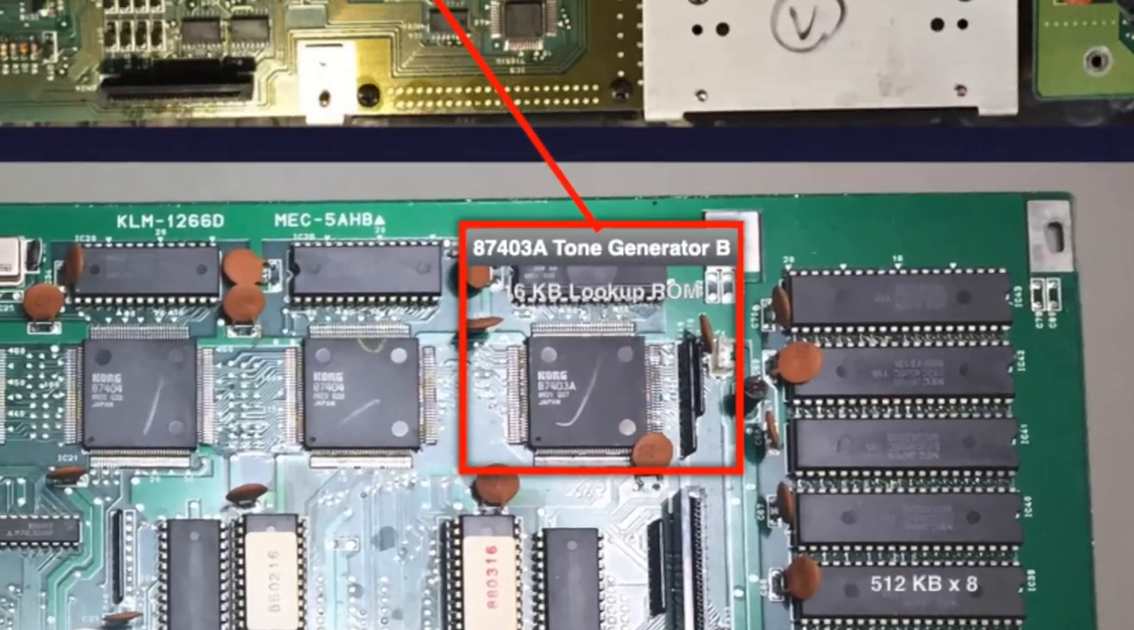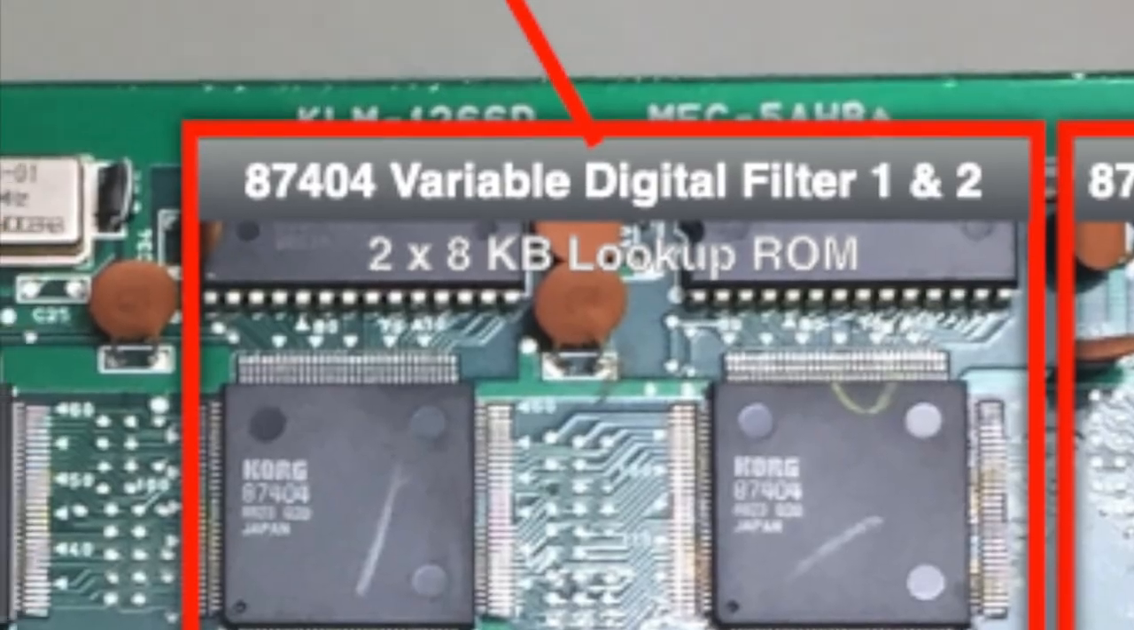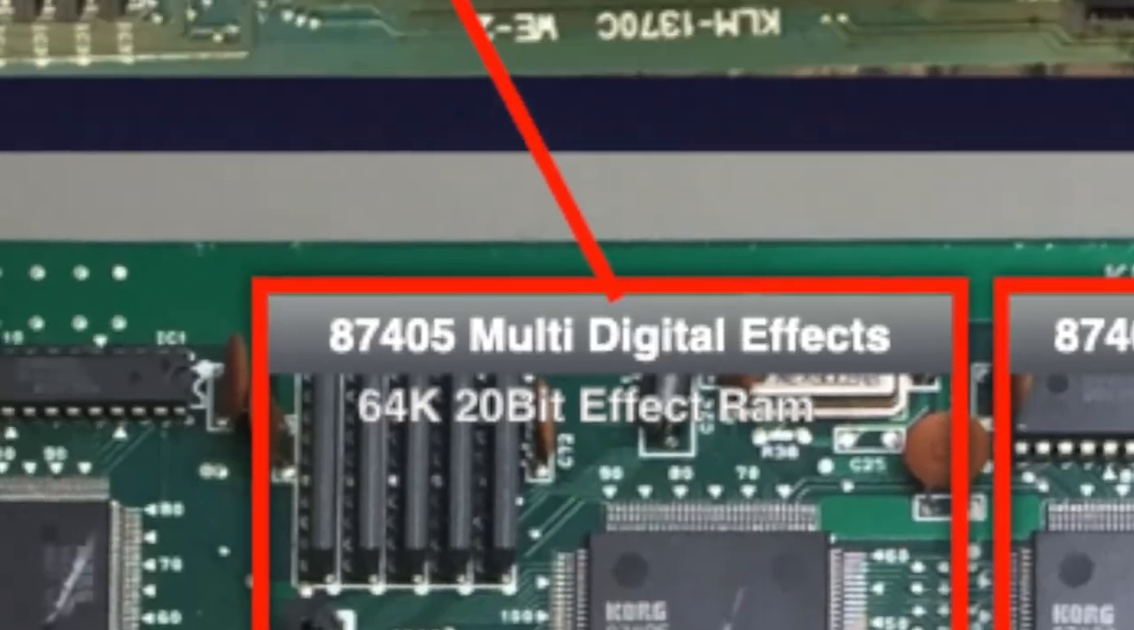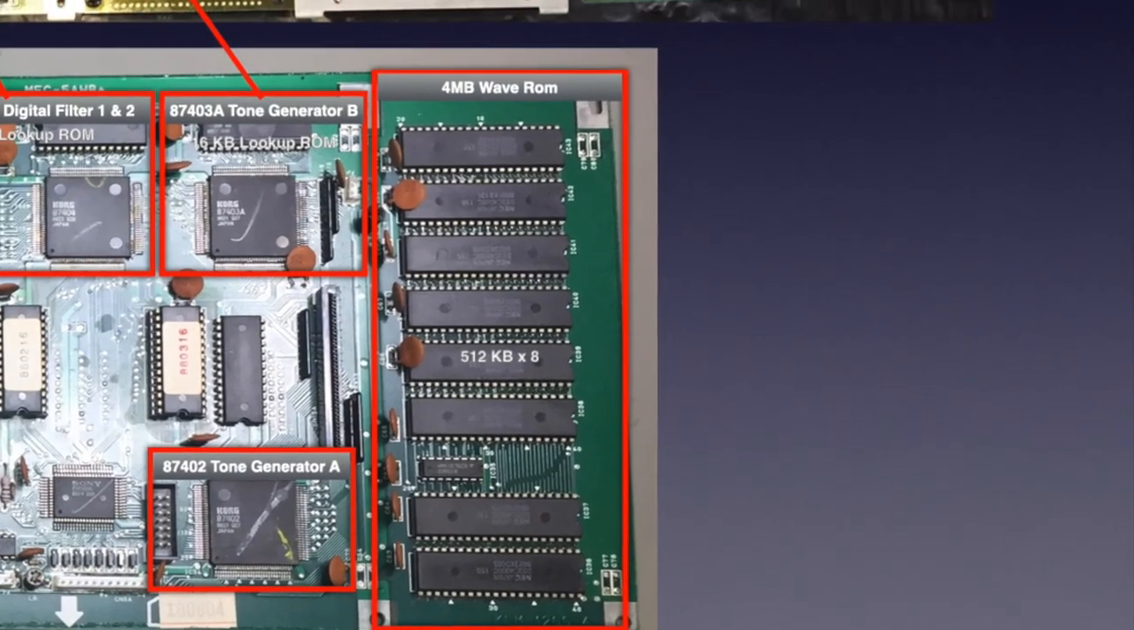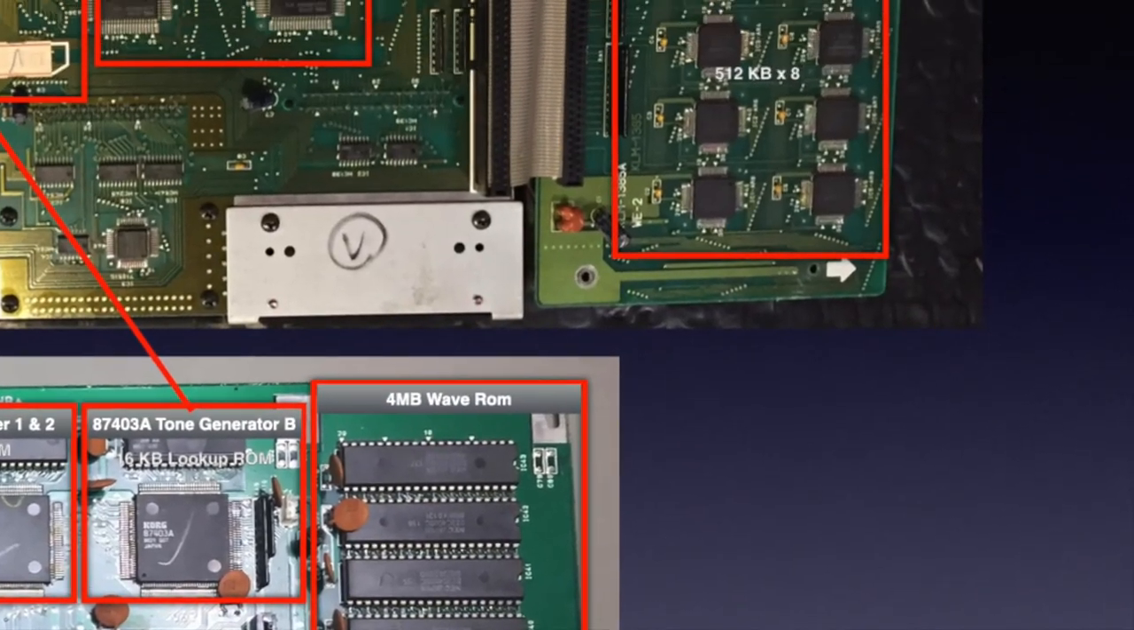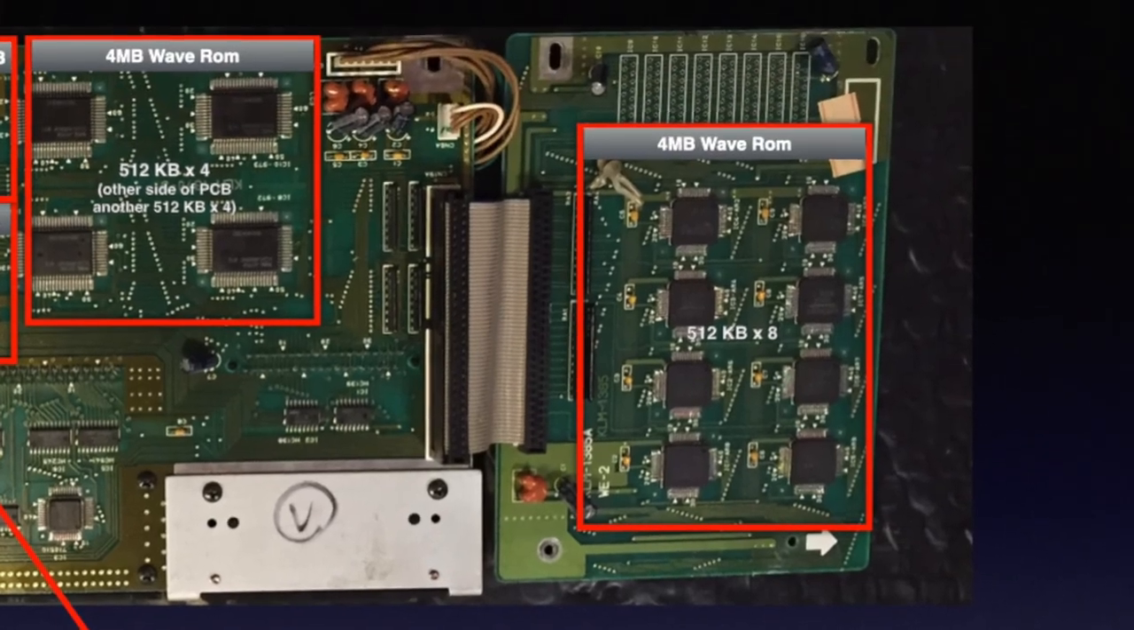They use the same sound generator ICs, the same filter ICs, the same effect ICs, and they also have the same polyphony, 16 voice polyphony. And as said, the only difference is the amount of ROM, twice as much in the T-Series. And of course the option to have sample RAM in the T-Series.